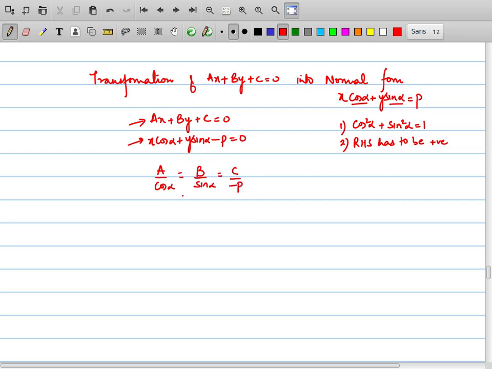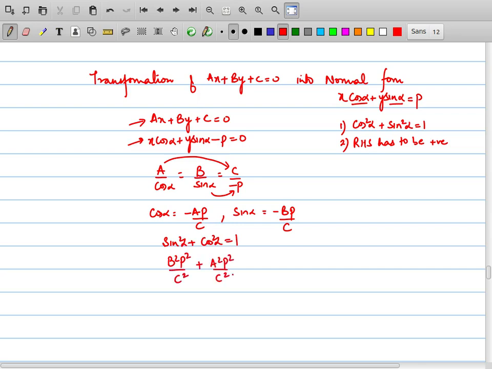Therefore, what is cos alpha? If we equate this to this, cos alpha is minus A into p upon C. Similarly, what is sin alpha? Sin alpha would be minus B into p upon C. Now, what is the relationship between cos alpha and sin alpha? Sin square alpha plus cos square alpha should be 1. Now put these values. Therefore, B square p square upon C square plus A square p square upon C square is 1. Now we can take p square upon C square out, and we have A square plus B square equals 1.